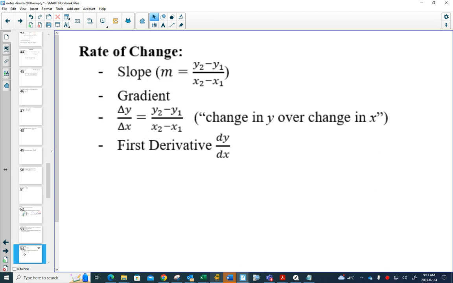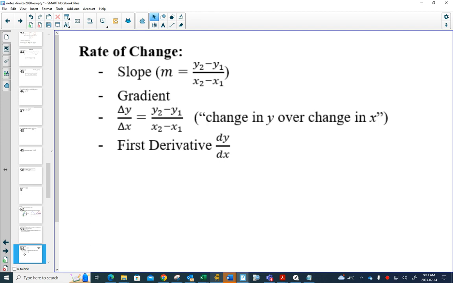Gradient. Oh, m for slope apparently comes from the French word for mountain. Not the English word for mountain, which also starts with m. The French word, not the Spanish word for mountain, which also starts with m. I don't know. That's what I heard. It might be a false story. Another word for slope is gradient.